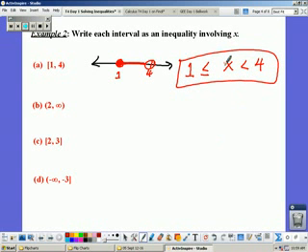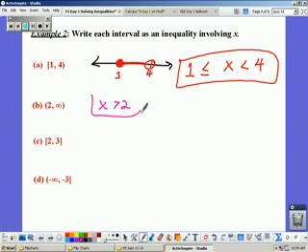Anybody have a question on part A? Okay, let's try part B without even having to graph it. Okay? What would part B look like? If this is an inequality statement, what would it be? X is greater than 2.